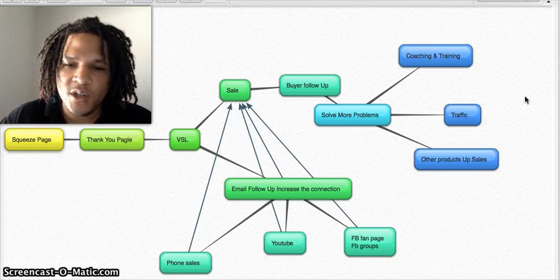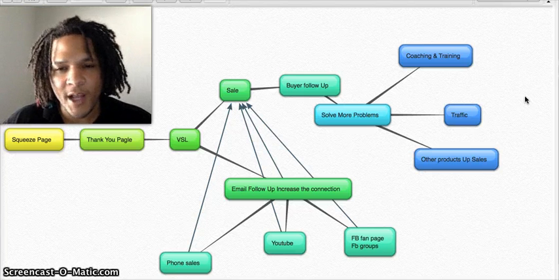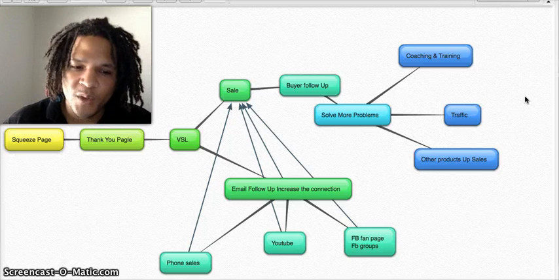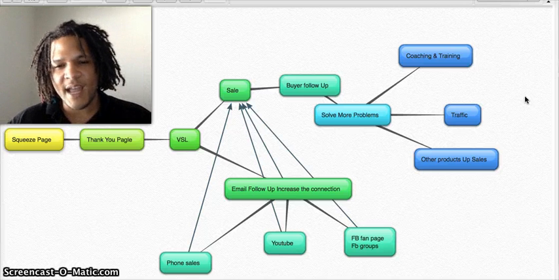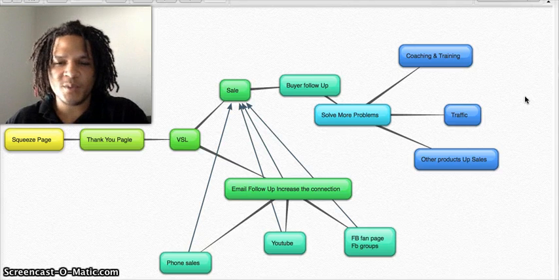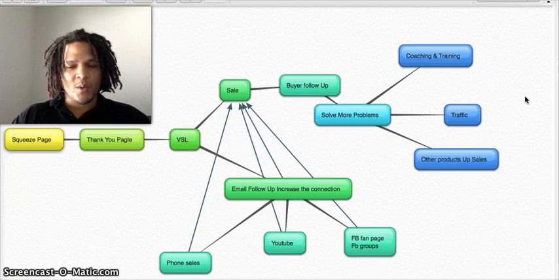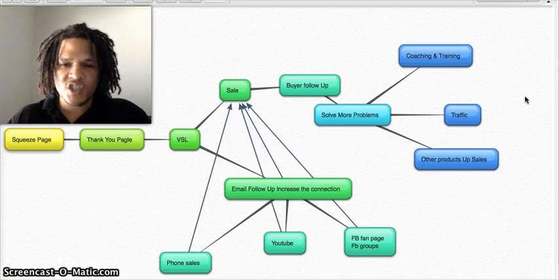So the next thing you can do is send traffic, even if you're not running a co-op. I run co-ops, but if you're not running a co-op, you can have these co-ops and you can run those, right? That's one way of doing it. But if you're not running a co-op, what you can do is send traffic just for that person.